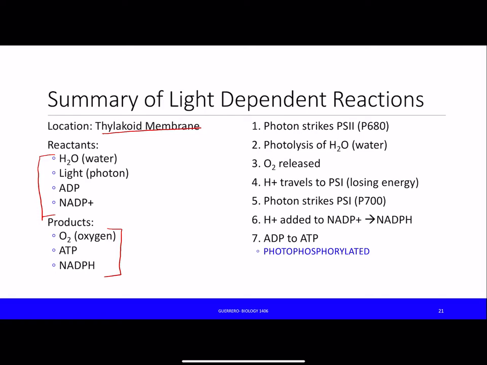Again, we're going to pass those electrons until we get to the final acceptor, which is NADP+. When the hydrogen and its electron go back together, NADP+ is going to accept that hydrogen, and it's going to become NADPH. While this is happening, hydrogens are flowing through the enzyme ATP synthase, and ATP synthase is going to convert ADP to ATP in a process known as photophosphorylation.